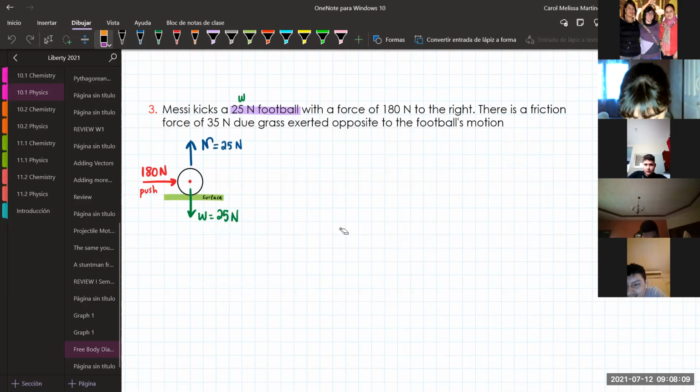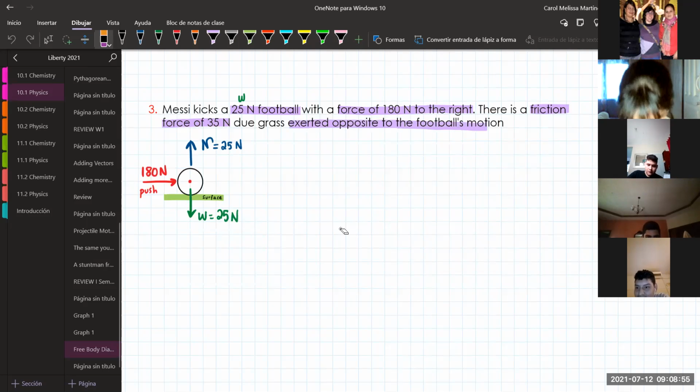Now, the exercise also mentions, okay, we already include a force of 180 Newton to the right, okay? But there's another force that is mentioned, and it is friction force of 35 Newton. This is the first time that we work with friction in an exercise, but it says that this friction force is exerted opposite to the football's motion.